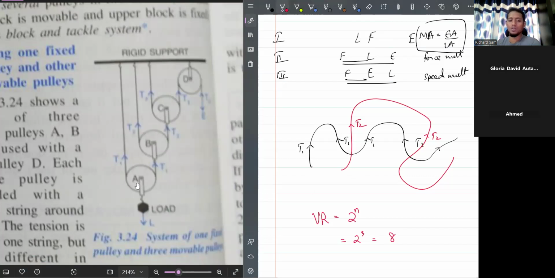But obviously you can't lift 8 times the load, because along with the load, you're also lifting these movable pulleys. Their weight also has to be lifted. So mechanical advantage will be lesser than 8, as I said. It's always lesser than velocity ratio. So say it is 6. So what is the efficiency of this machine? Efficiency formula is mechanical advantage divided by velocity ratio, into 100. You will see that the efficiency will be less than 100%. Around 75% or something it will be. It is 75%, this is 3 upon 4. So that is 75%.